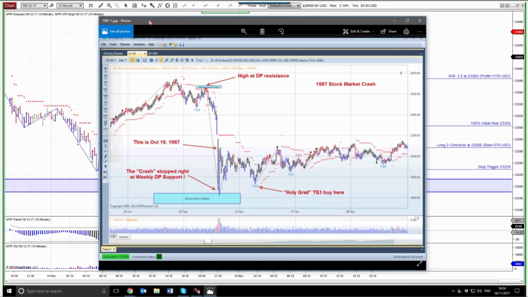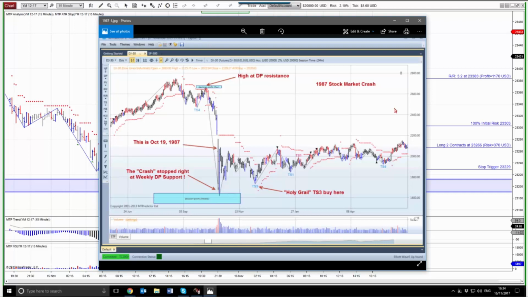This is the daily chart of the Dow Jones. This is the October the 19th, 1987 crash. So markets going all over the place, but look where the crash stopped, right at our weekly, in other words, higher time frame support. The market made the initial rally up, made the correction down into our Holy Grail TS3 buy setup here before the market started to rally.